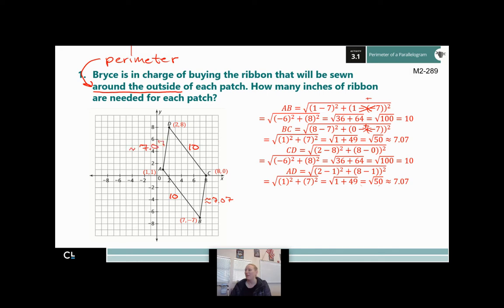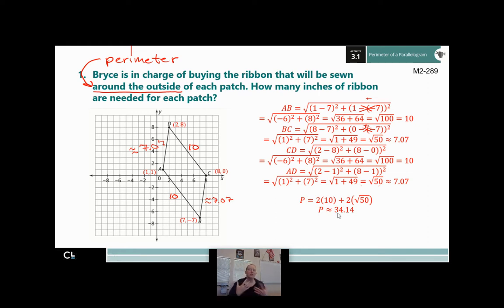And of course, if we want to find the perimeter, we've got to add them all up, right? 10 plus 7.07 plus 10 plus 7.07. Or I noticed 2 10s and 2 7.07s, so I'll do 2 times 10 and 2 times the square root of 50 because they each showed up twice. 2 times 10 is 20. 2 times 7.07 is 14.14. So together, I found my perimeter was about 34.14.